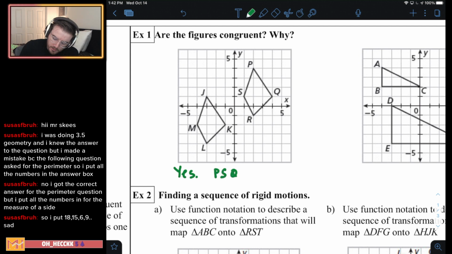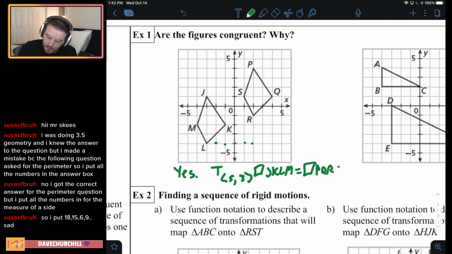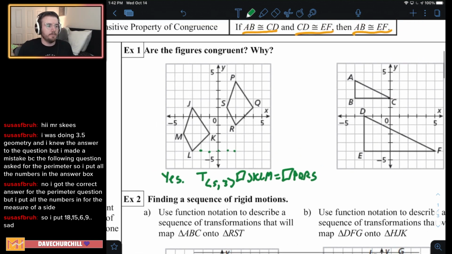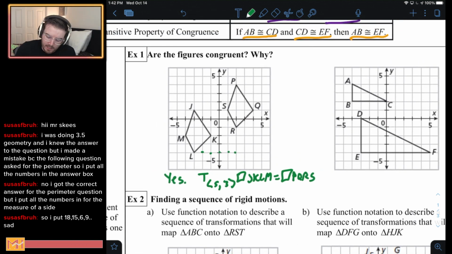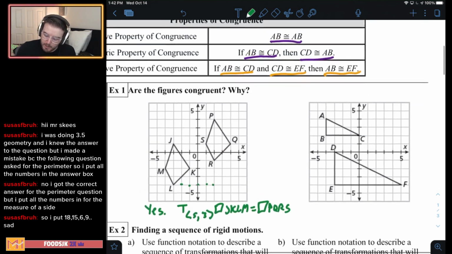How do I want to phrase this super short? How about I just use function notation? Translate right 5, up 3. Quadrilateral J, K, L, M is equal to quadrilateral P, Q, R, S. That's our evidence that they're the same, that they are congruent.